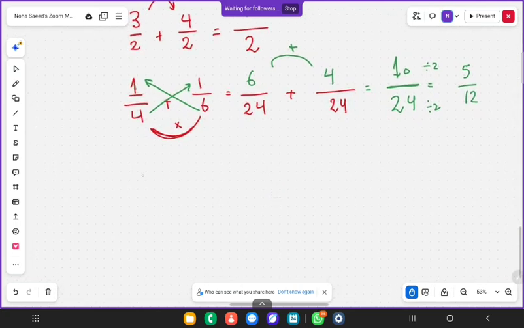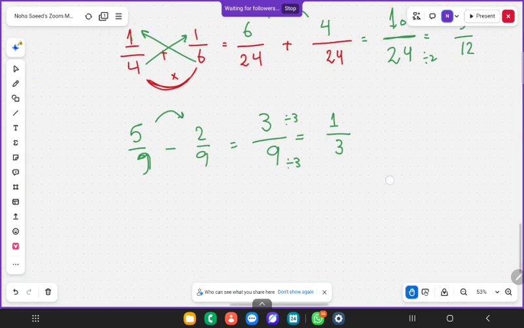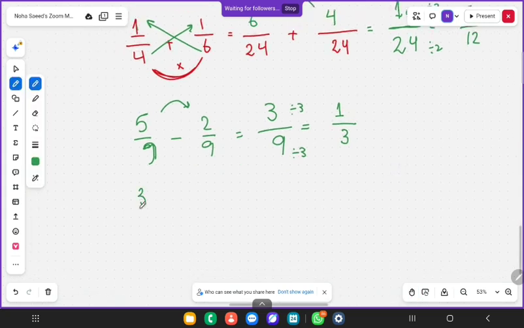How can I subtract 5 over 9 minus 2 over 9? I will look at the denominator. We have a common denominator here, so put the denominator, start to deal with the numerator. 5 minus 2 equals 3. I finished. And I can simplify. Divide by 3, because all of them are divisible by 3. It is the greatest common factor here. 3 divided by 3 equals 1. 9 divided by 3 equals 3. I finished. If I have different denominators like that, 3 over 4 minus 1 over 8.